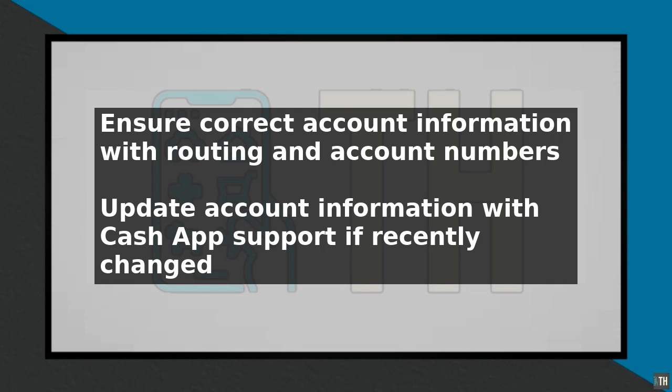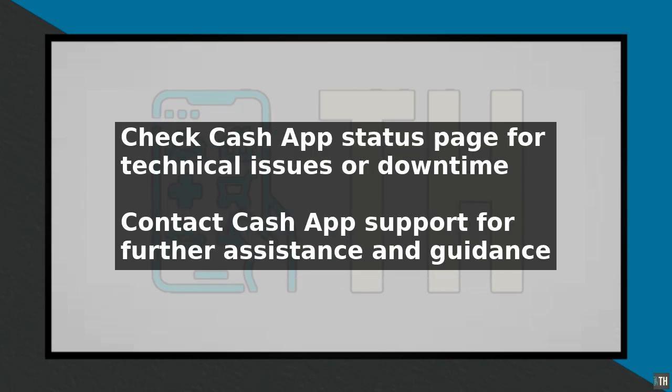Check the Cash App status page to see if there are any known issues that may be affecting your direct deposit. To avoid future issues with direct deposit, make sure to keep your account information up to date and monitor your account activity regularly. You can also set up notifications to alert you when a direct deposit is received.